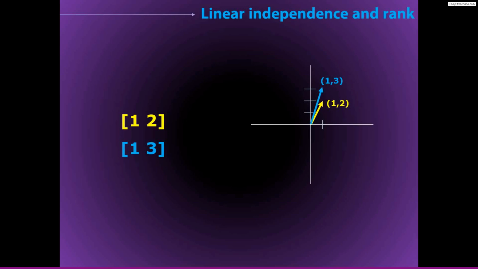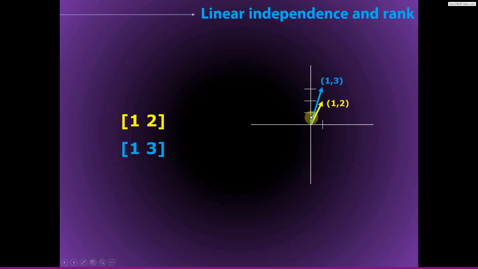The question about independence is, could you get to one of these vectors by linear combinations of the other vector? So is there some way that we can scalar multiply this yellow vector and get to this blue vector? And the answer, of course, is no. There's no way we can do it, because multiplying this yellow vector by any number will only give us another vector along this line. Multiplying by a single number will never change the direction of this line, and this line is pointed off in a different direction.